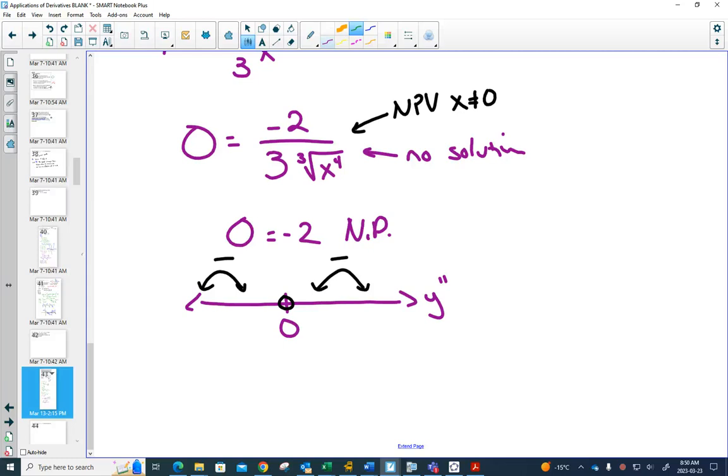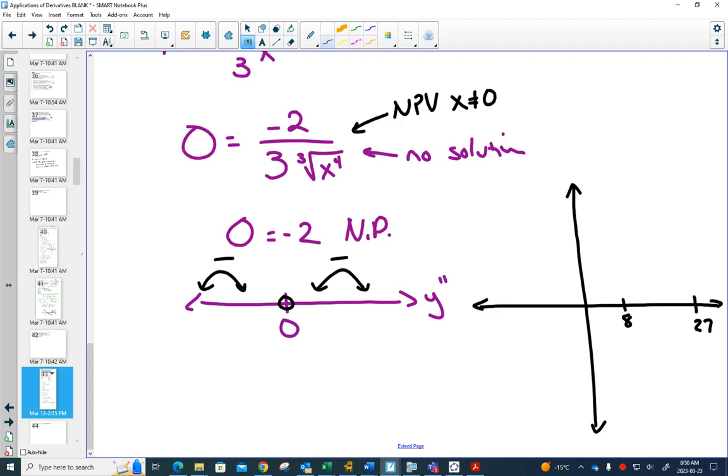Okay, so if we now look at everything that we have for our original graph, I'm going to mark 27 there, space it about the right way. I'm going to mark 8 about there. I'm going to mark 10 up here and 10 down here. So what did we find out? We found out that our x-intercepts were (0, 0) and (27, 0). We found out that we have a special point at (8, 4).